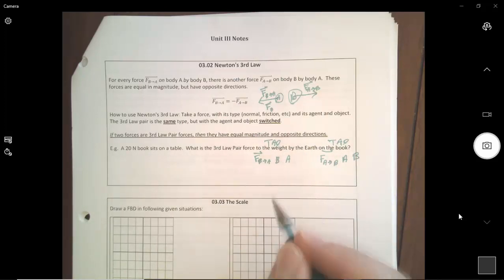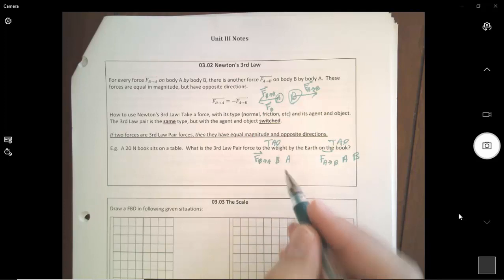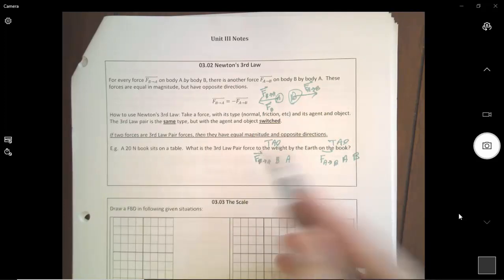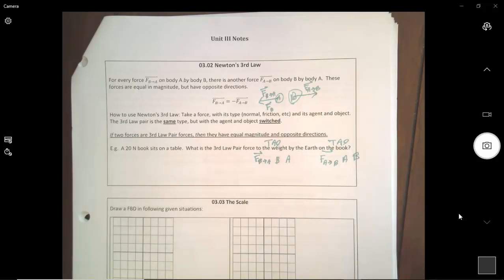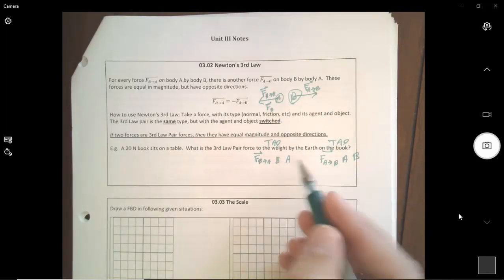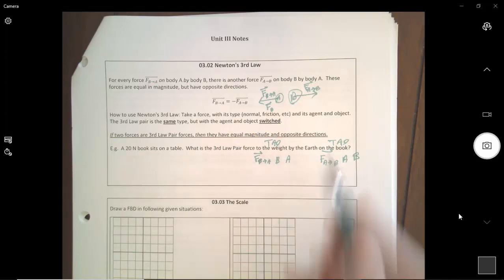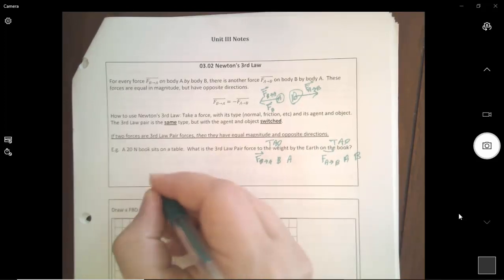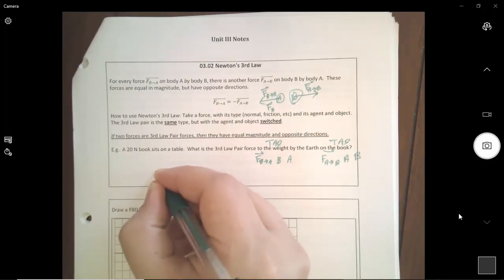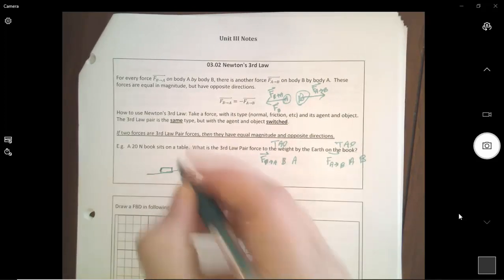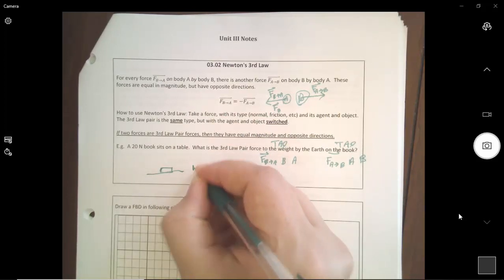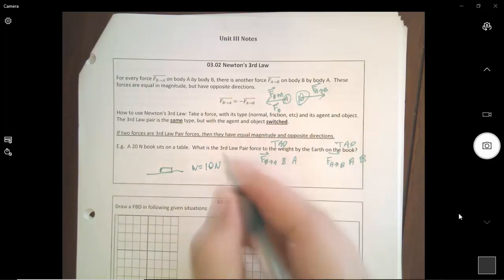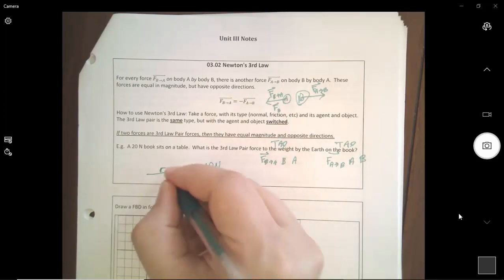So it's like an if-then statement, right? If they are Newton's third law pair, then they have the same magnitude and opposite direction. It doesn't go back the other way. You could have two forces that have the same magnitude and direction, but aren't Newton's third law pair. So for example, it's pretty common, let's say you have a book sitting on a desk and the weight of that book is 10 newtons, so that's a little bit more than 2 pounds.